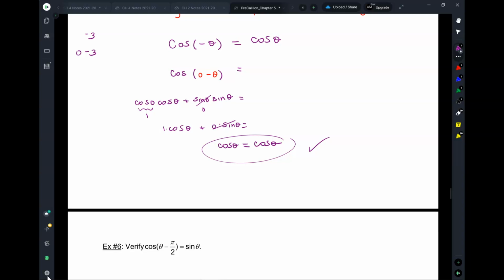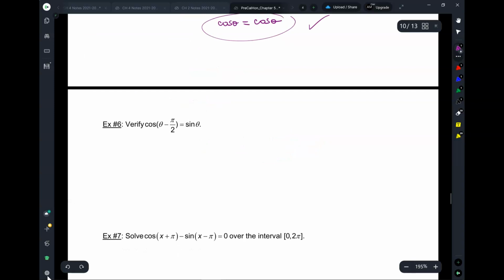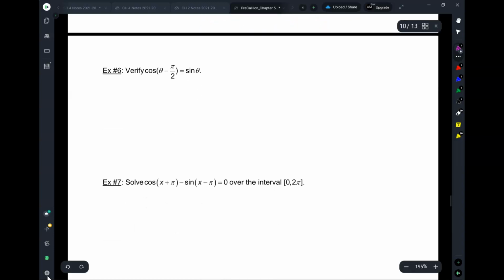Okay. Let's do one more. Another identity. We want to verify cosine of theta minus pi over 2 is equal to sine of theta. Same thing. So we're going to do cosine theta cosine pi over 2 plus sine theta sine pi over 2 is equal to, we don't know.